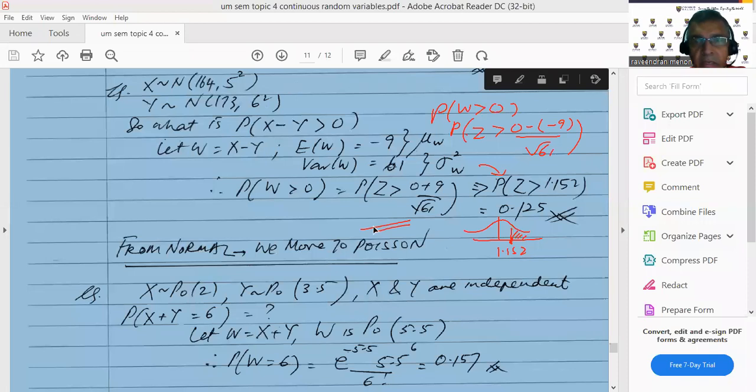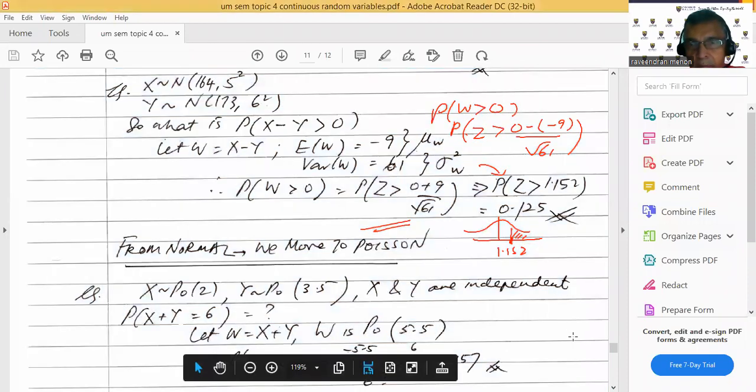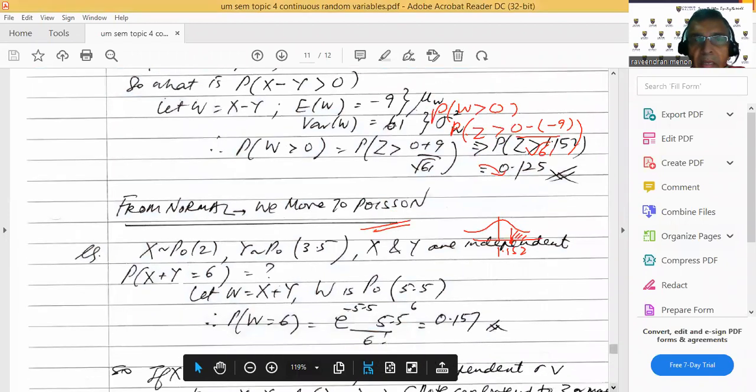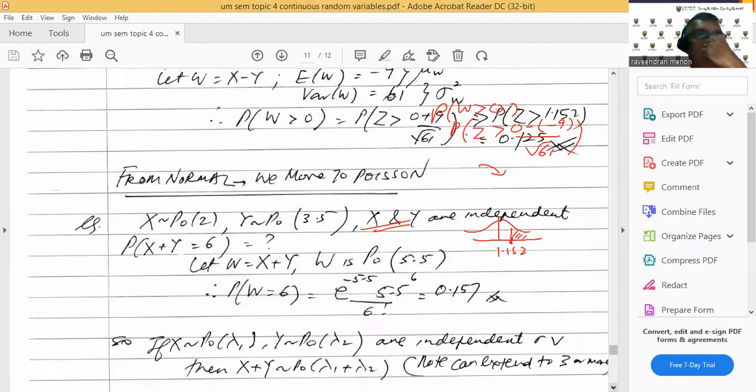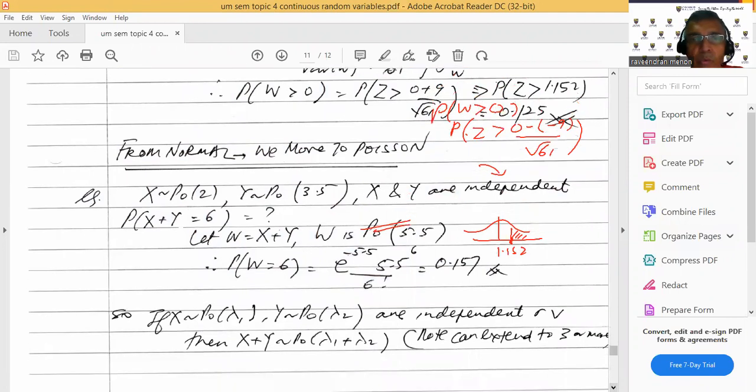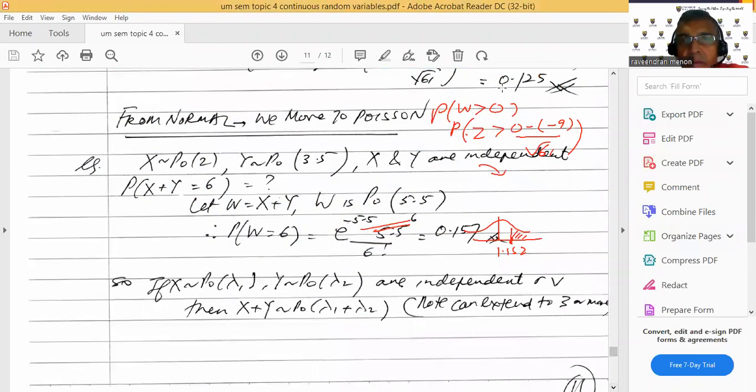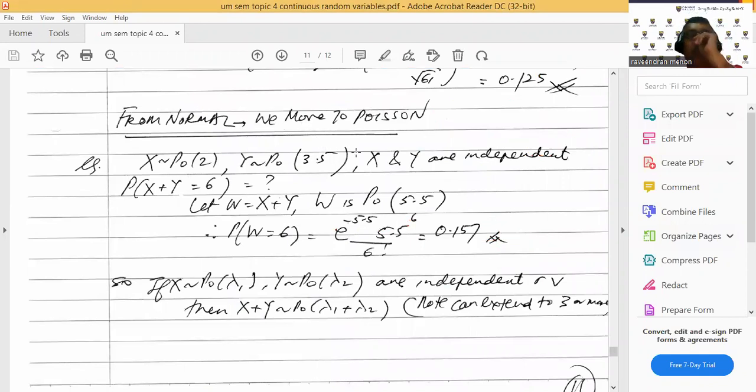Now let's look at, hang on. I want to talk about another approximation involving the Poisson distribution, but never mind. Before that, let's just talk about the Poisson distribution first. Let me come back and talk about a few ideas involving the Poisson random variable first.